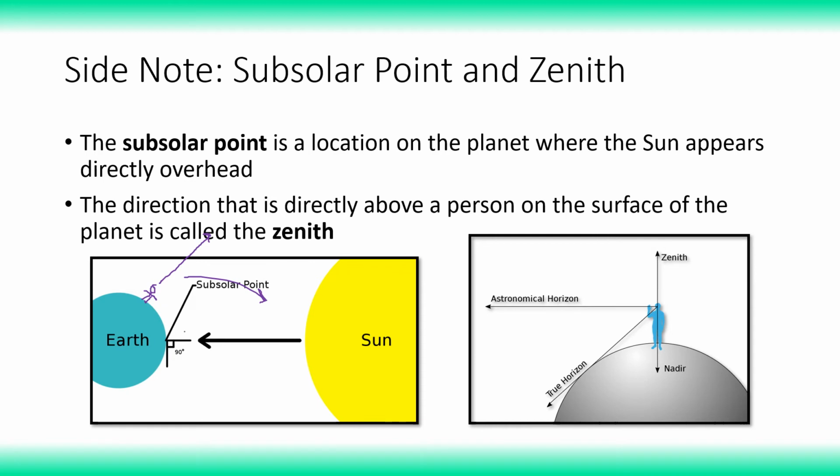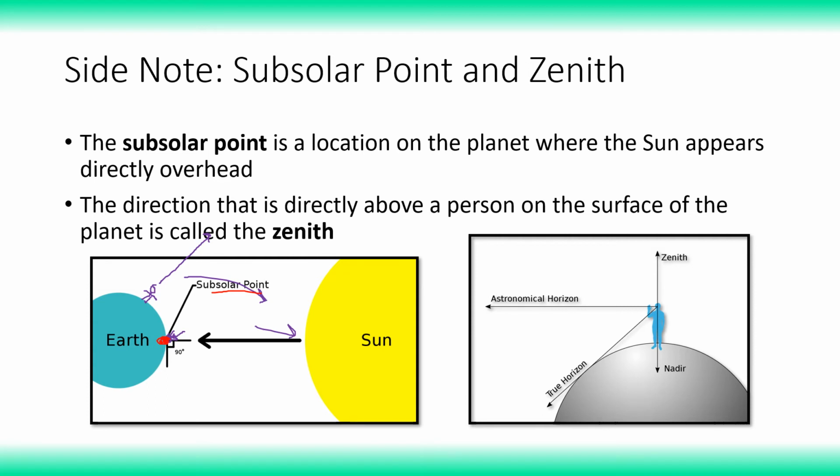But if you're standing right here and you look straight up, then the sun is directly overhead. So this point, let's draw that in red, this point right here where it looks like the sun is directly overhead, or 90 degrees to the horizon, that's called the subsolar point. So that's the point that I was highlighting with the laser pointer on the previous slide.